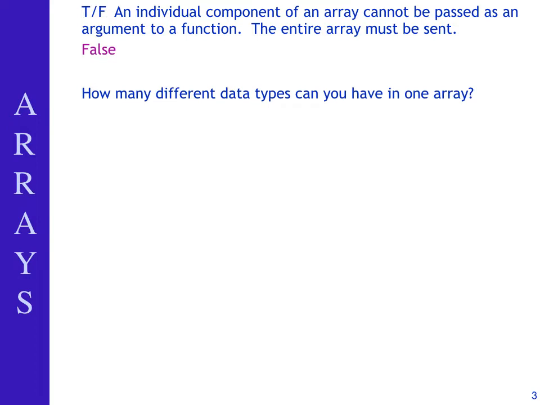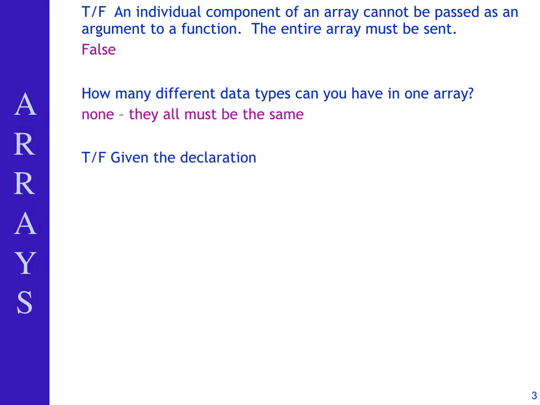How many different types can be in one array? Data types. We can only have one data type, right? There are no different types. None. They all have to be the same.